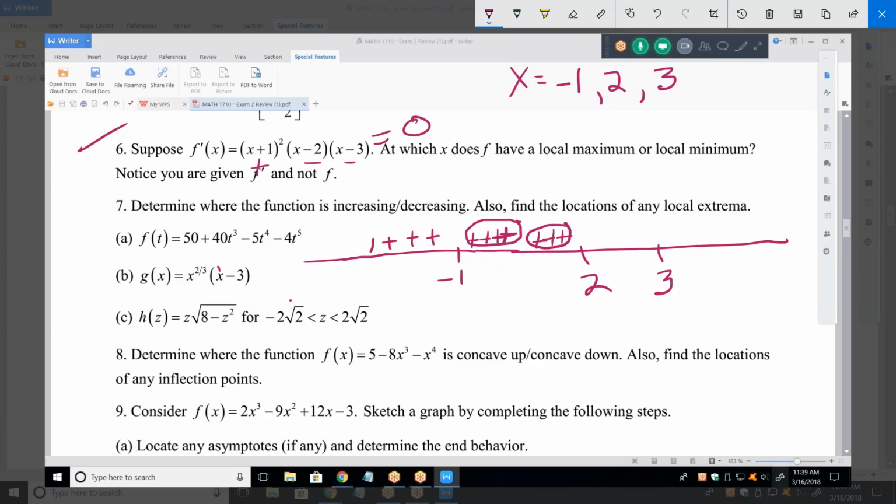Now, picking a number between 2 and 3, 2.5 is fine. 2.5, that's plus, but that's negative. So that's negative, negative, that's going to be negative 2. Picking a number to the right of 3, like 4, gives you positives. So our line chart tells the entire picture.